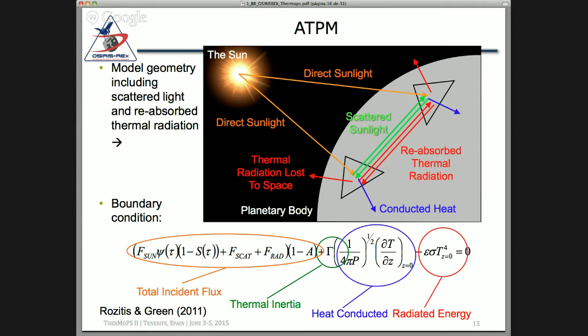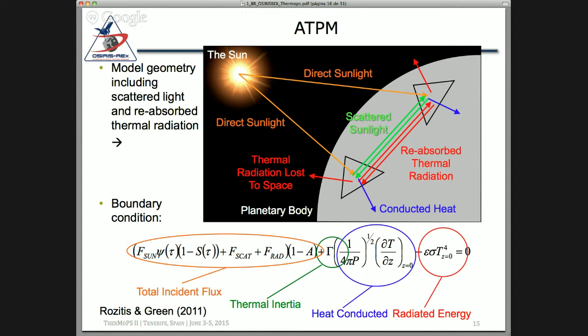But due to the way heat is exchanged in the model, it can be relatively slow, and so may not be quick enough to fit in with the mission operations schedule. So we thought of a way to speed it up.